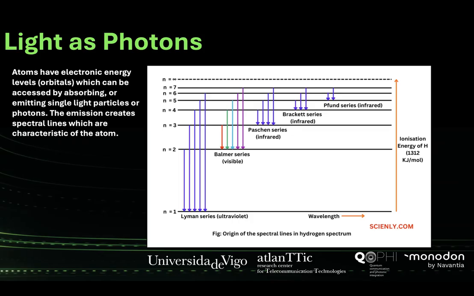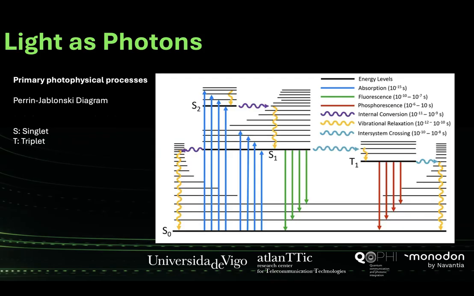That's why astronomers can determine the composition of distant stars. By analyzing the wavelengths of emitted light, they identify which atoms are present. In photonics, controlling these energy transitions allows us to engineer LEDs, lasers, and optical sensors. The following diagram represents how energy moves inside atoms and molecules.